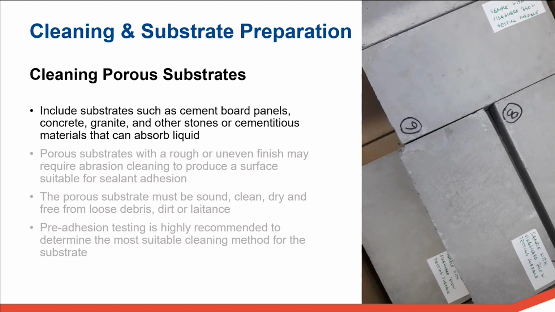So for example, smoother surfaces like cut granite or marble can often be cleaned using the same two-cloth cleaning method you would use for a non-porous substrate. In the photo here, I've shown some concrete brick samples that were pre-applied with a liquid waterproofing membrane. In this instance, the surface finish was very smooth. So I was able to use just a standard two-cloth solvent clean and get very good results.